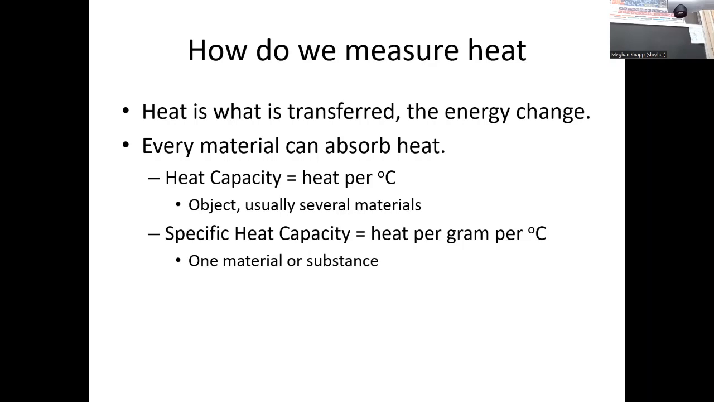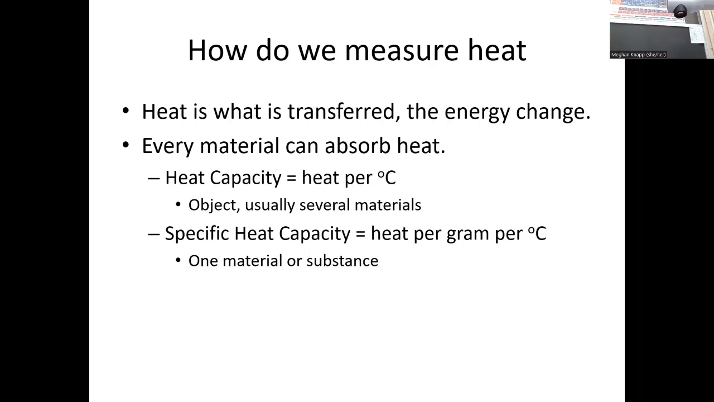So what we often use is the specific heat capacity, and that is the heat per gram per degree Celsius. I can talk about the specific heat capacity of water, the specific heat capacity of aluminum, the specific heat capacity of styrofoam, but I can't talk about the specific heat capacity of this classroom, okay? Because different parts of the classroom are going to absorb heat differently.